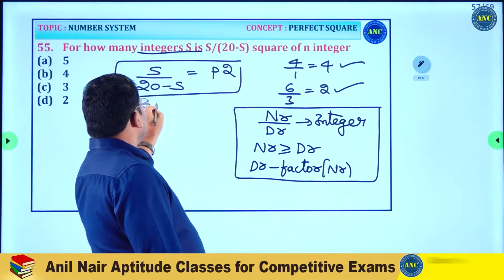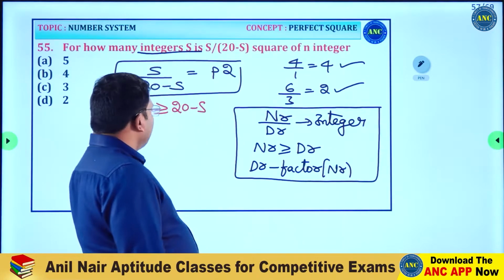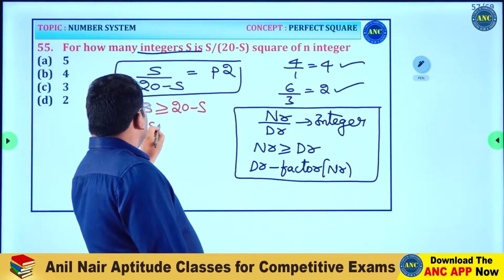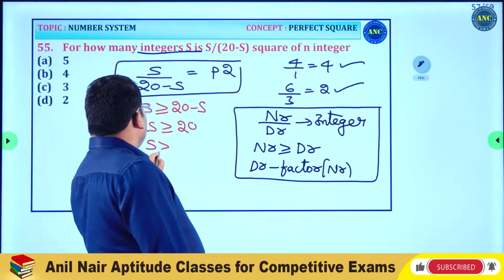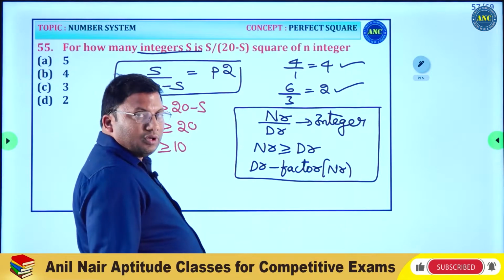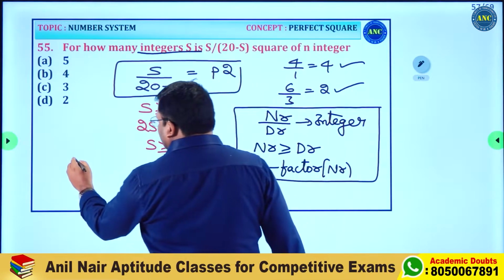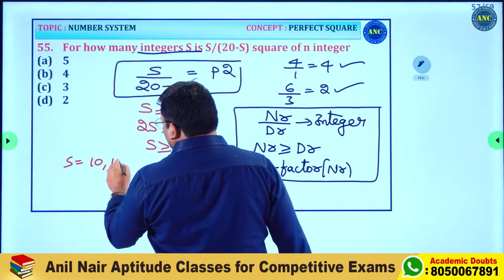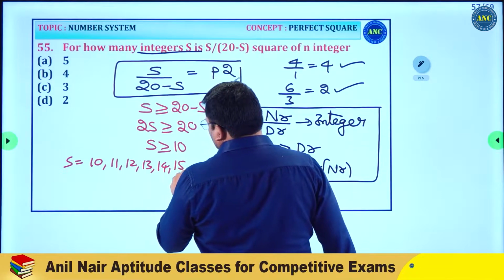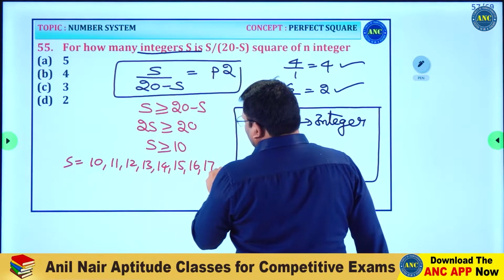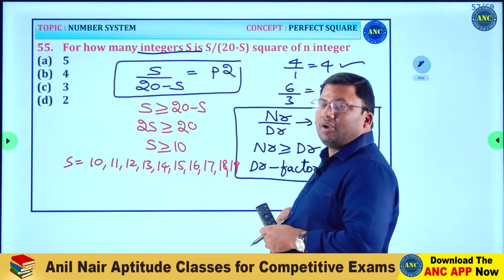That means S will be greater than or equivalent to 20 minus S. That means 2S is greater than or equivalent to 20, so S will be greater than or equivalent to 10. S equals 10, 11, 12, 13, 14, 15, 16, 17, 18, 19. Are you all with me?